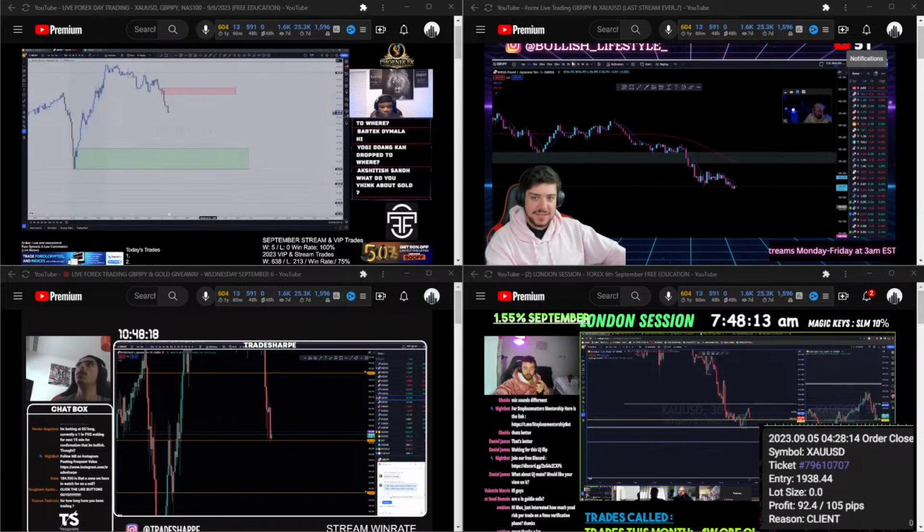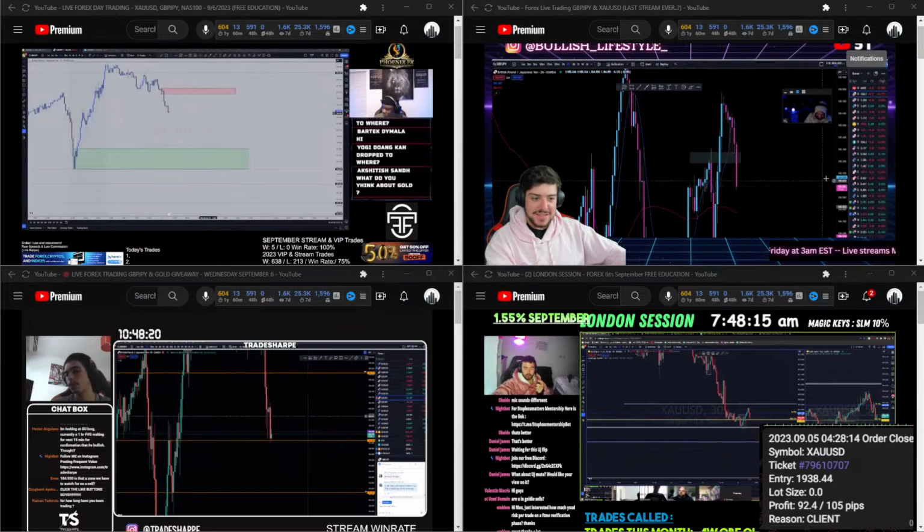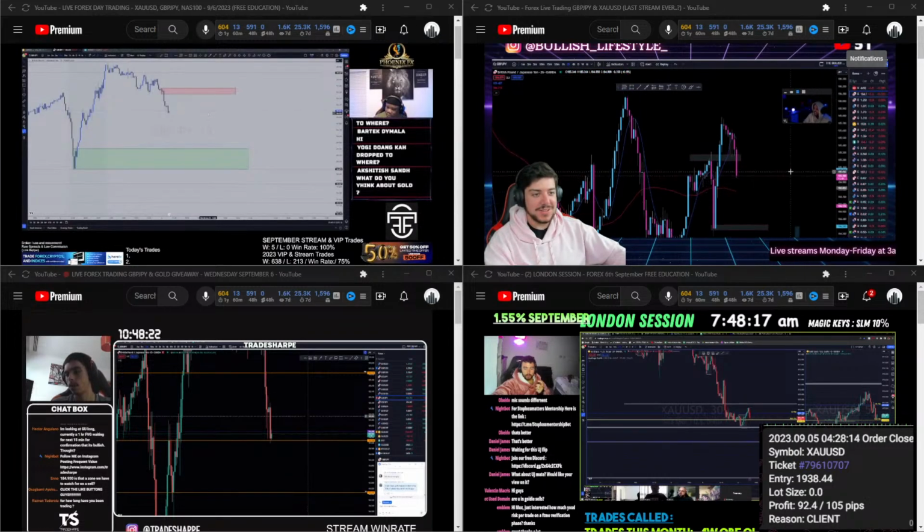Appreciate it. I love this candle closing bullish and then clean 5 minute that breaks the low or close below. Yeah, I prefer the close below. That would be nice.